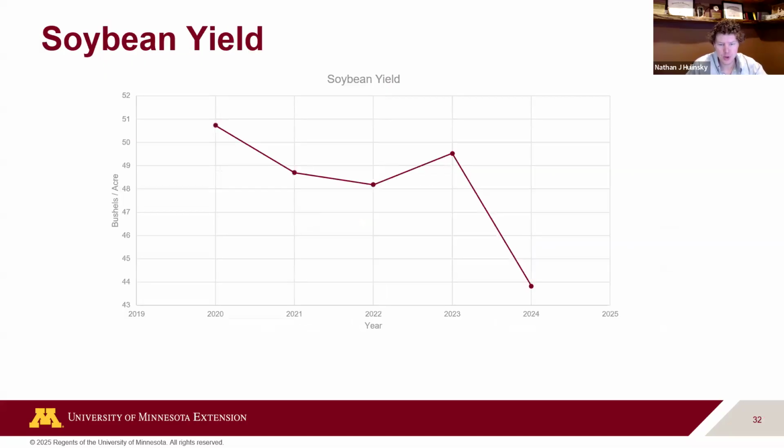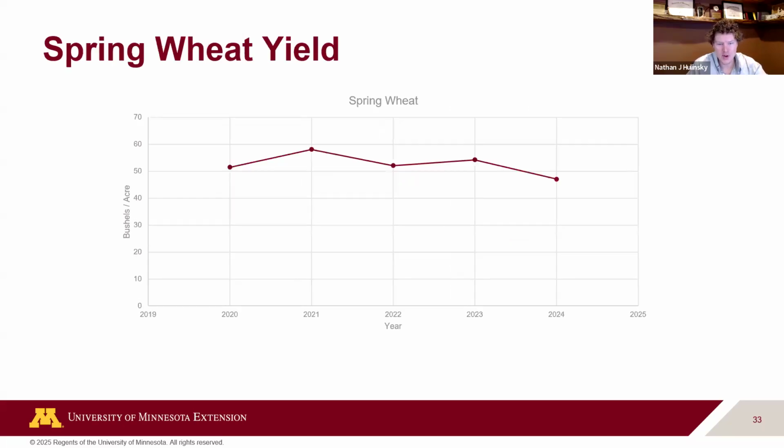Same graph here with soybean yield. Unfortunately, 24 below average yield. I expect 2025 yields to be higher. Spring wheat, not as much variation, fairly flat. Central Minnesota gets 50 bushels per acre on spring wheat pretty consistently.